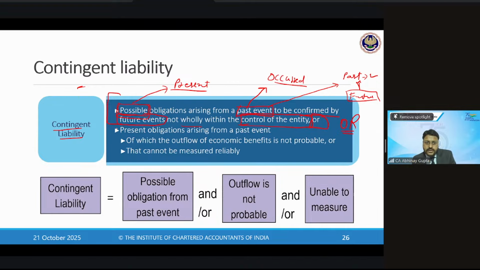Then the second section of the definition is: obligation is what? Present. So in this present case, obligation is present arising from a past event. So event is a past event, obligation is present, of which outflow is not probable, right? Outflow is not probable. Although event is there, obligation has arisen, that is a present obligation.